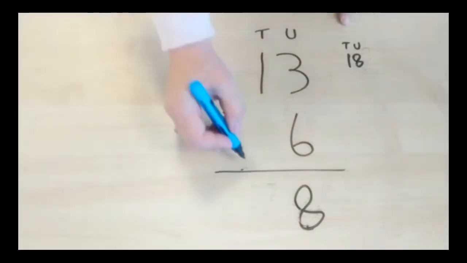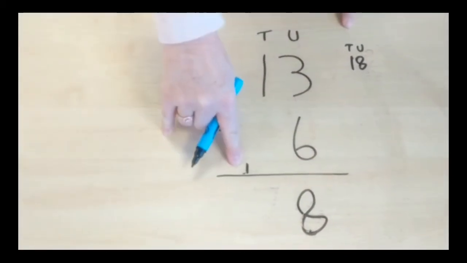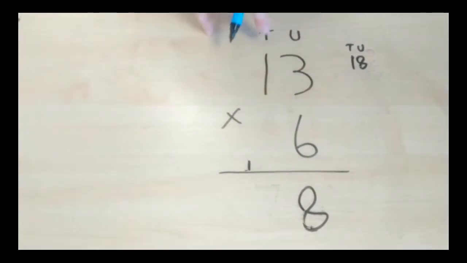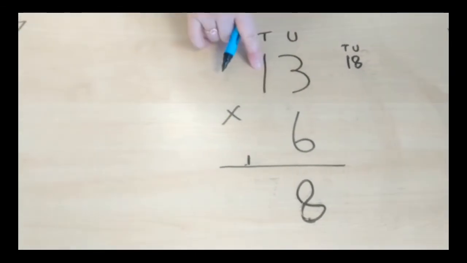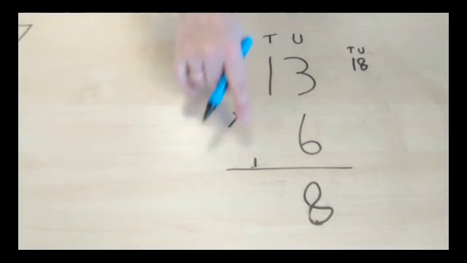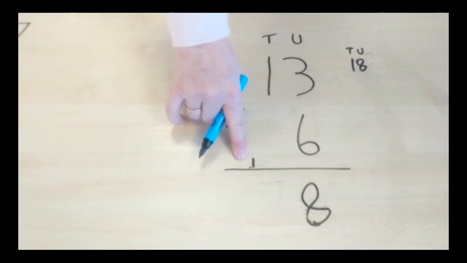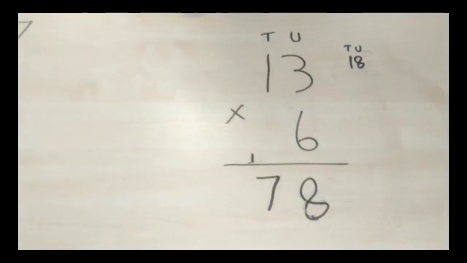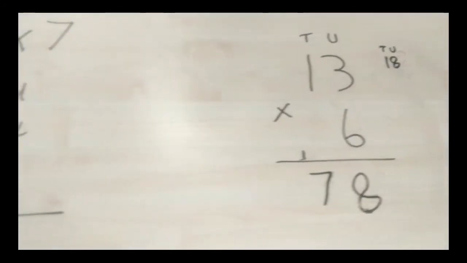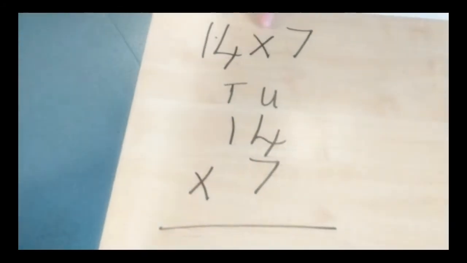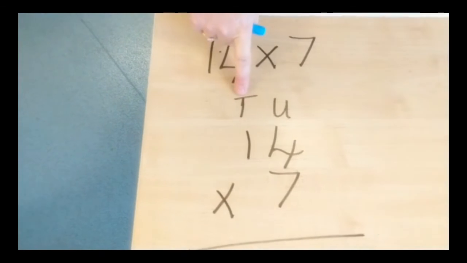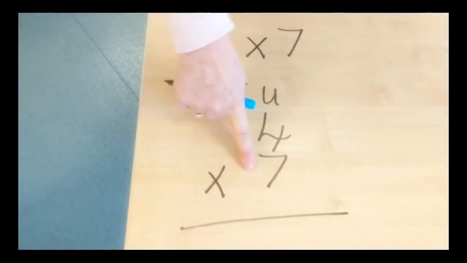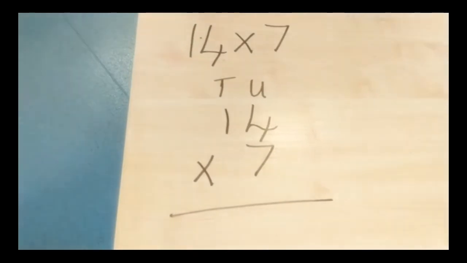Now with my 10, I'll move this here just so I can remember to add it when I multiply the tens. 6 times 10 is 60. Then I will add this 10. 60 add one more 10 is 70. So let's just try one more. I've got 14 times 7. Again, I've done my tens and my units. 14 times 7 with my equal.